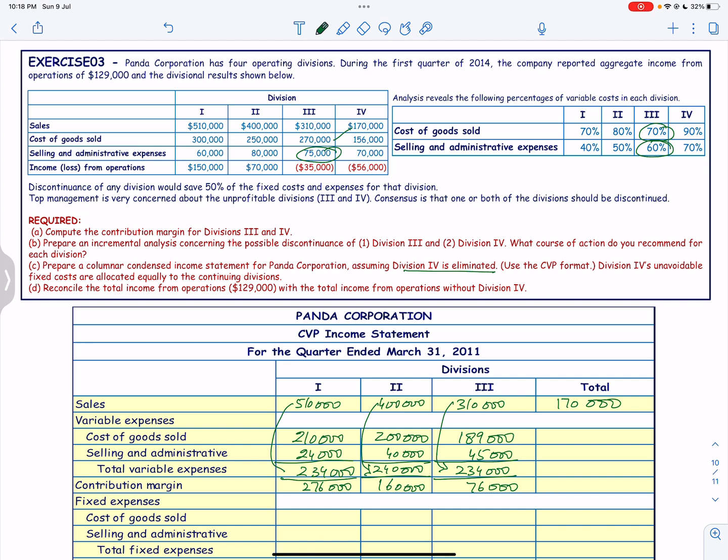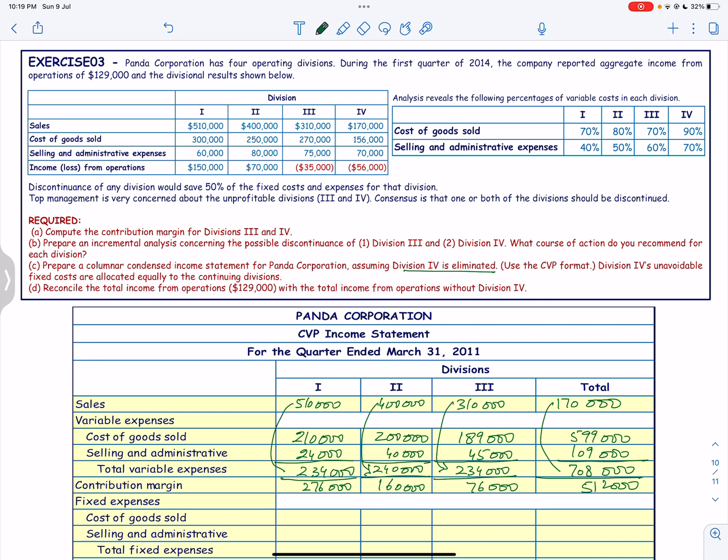We can make the total also at the same time. This is 599,000. This will be 109,000. This will be 708,000, and this is the total variable cost, and total sales minus total variable cost will give us a contribution margin of 512,000. Next we go for the cost of goods sold, and just make a note that the cost of goods sold will be the fixed cost of each division plus the division 4 unavoidable fixed cost.